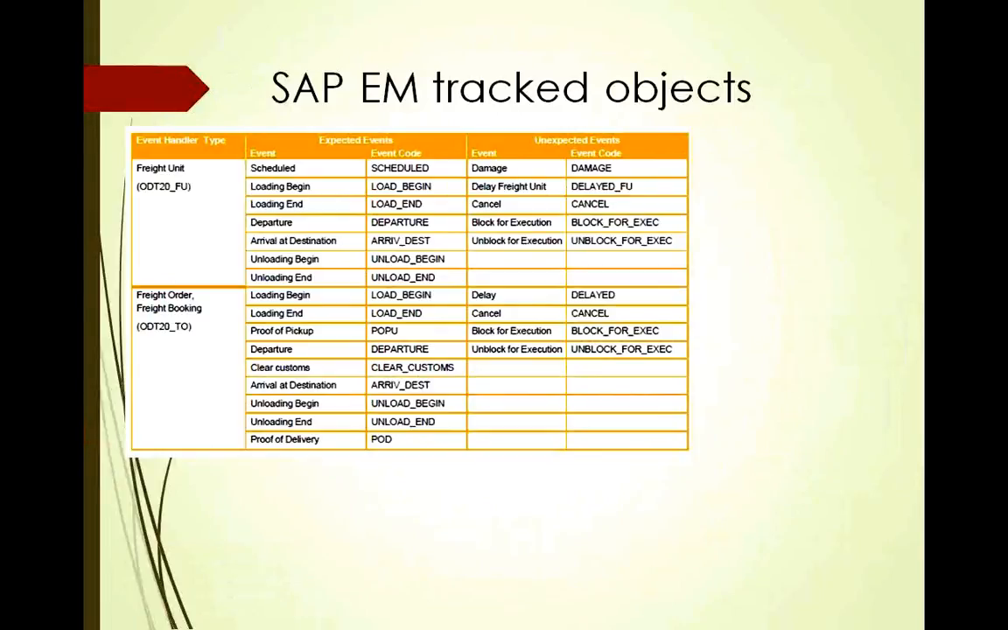If you see these tracked objects, as I've stated, they are freight unit, freight order, freight booking. The templates I have mentioned are nothing but a form of tracking IDs. If you see ODT20_FU, that means it's always a freight unit, FU. ODT20_TO, TO means it's always a freight order or freight booking. So these are the standard events which you have in your system. These are already in place, but what I have seen in my experience with event management is that standard events are hardly used, apart from proof of delivery, departure and arrival. It's always a customized one.